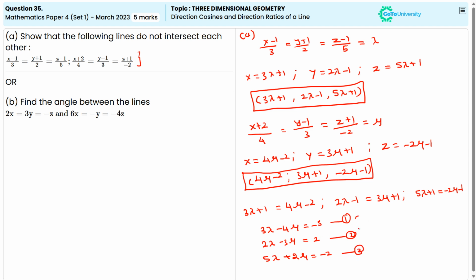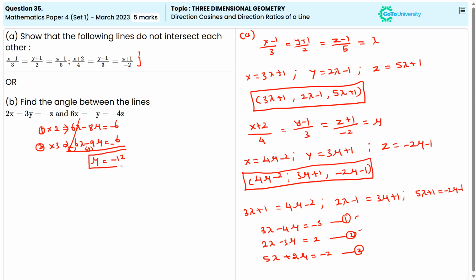Now we are going to solve equations 1 and 2 to get the values of lambda and mu. For that, we multiply equation number 1 by 2. We get 6 lambda minus 8 mu equal to minus 6. And we multiply equation number 2 by 3. We get 6 lambda minus 9 mu equal to 6. If we change the signs, we can cancel out 6 lambda. So we get mu equal to minus 12.